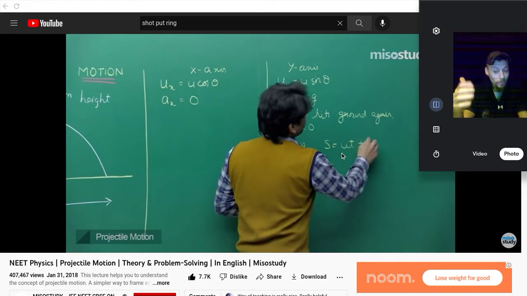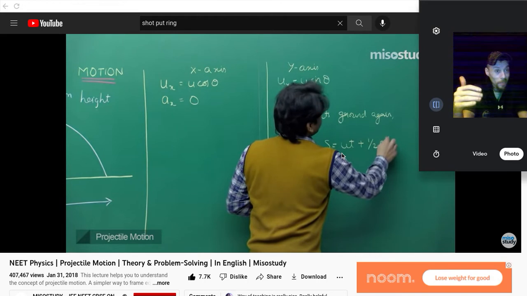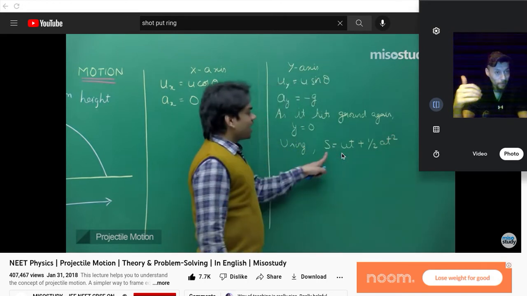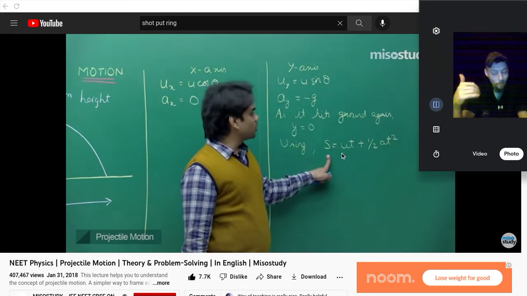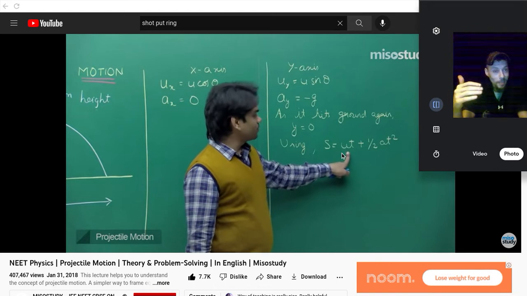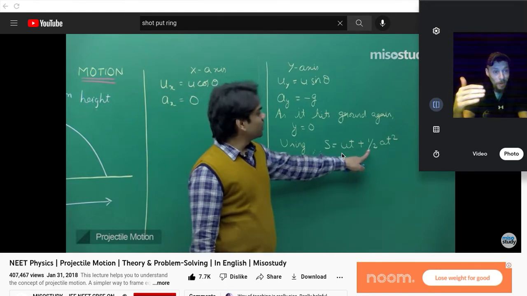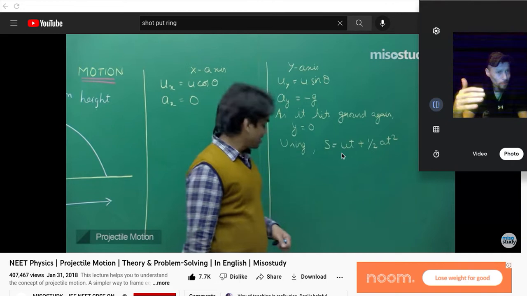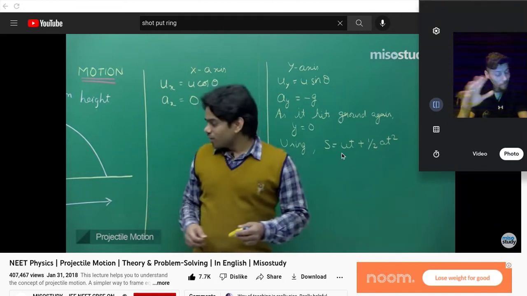So we can find out the value of time. The direction will come out to be forward, and the value of acceleration acting here is g, and the displacement along the y direction will be 0.